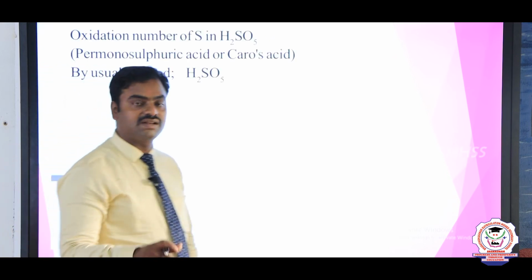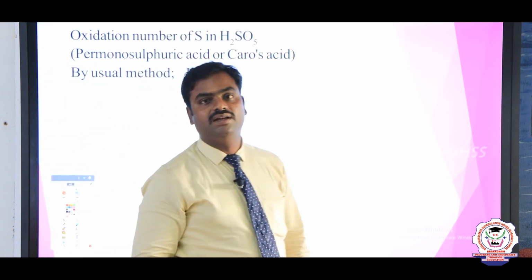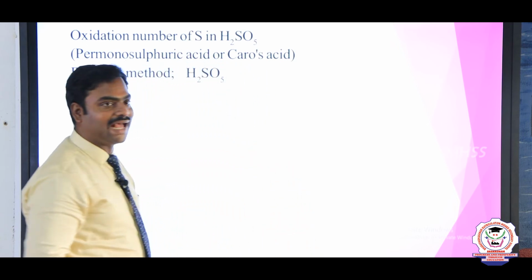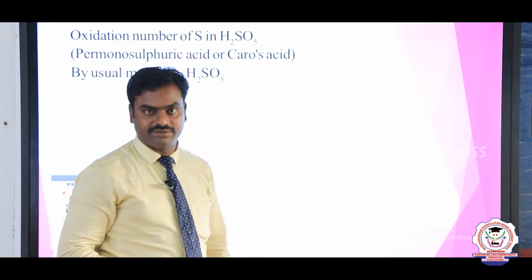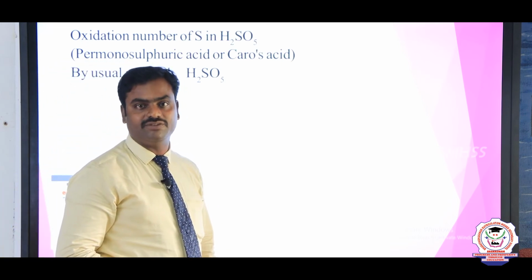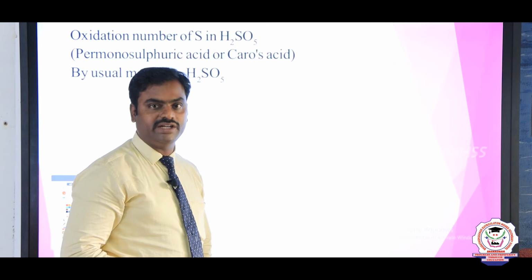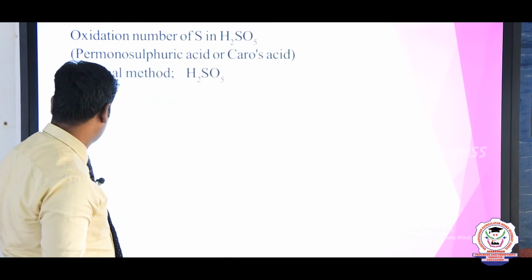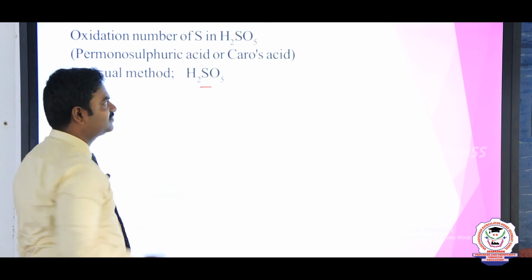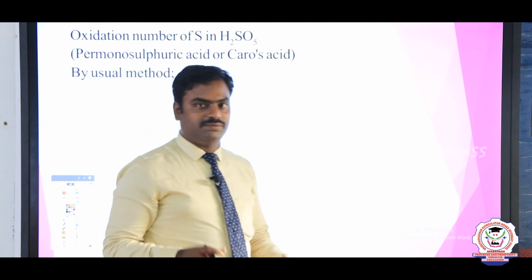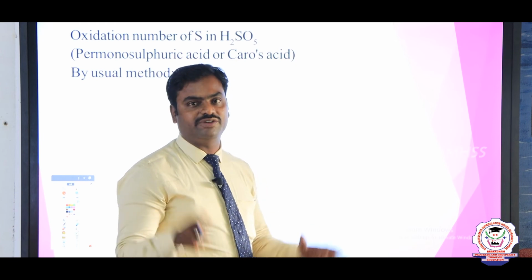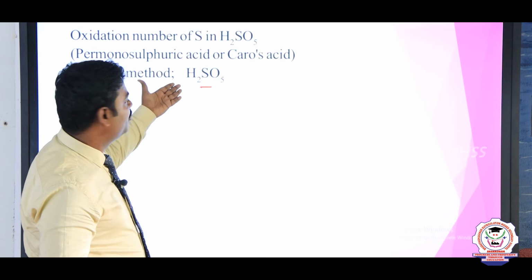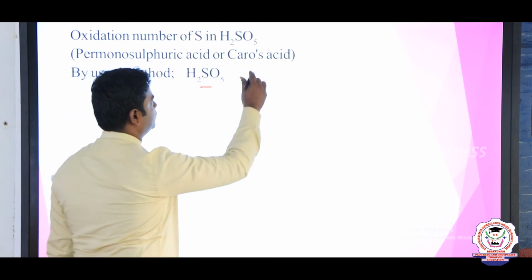Now we will discuss some of the difficult molecules and how to find the oxidation state in them. First one is Caro's acid, that is H2SO5. It is alternatively known as persulfuric acid. Here we are going to find the oxidation state of the sulfur atom. First, by the usual method, we find the oxidation state by the algebraic sum. How many hydrogens are there? 2 hydrogens. So 2.